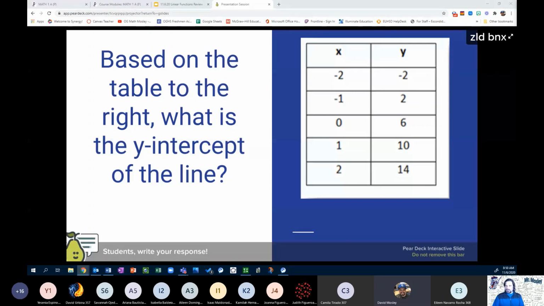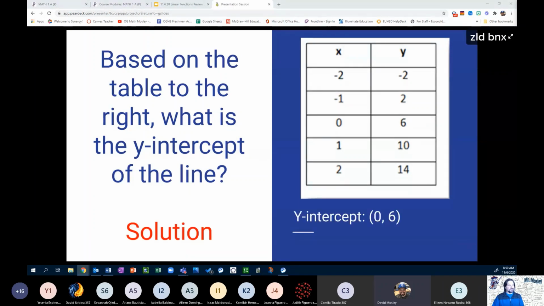All right, let's look at the solution. Based on this table, the y-intercept is at (0, 6). We're writing this as a coordinate, so we need to include the x and the y value, in parentheses with a comma separating the two values. The x value, 0, will always be listed first when you're writing coordinates. So we have the answer of (0, 6). Any questions?